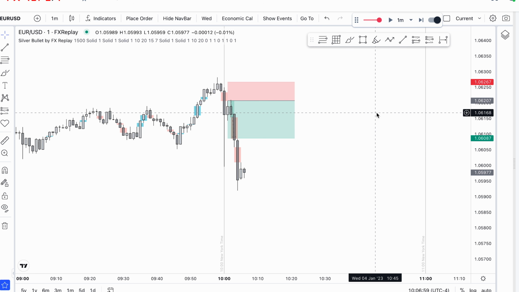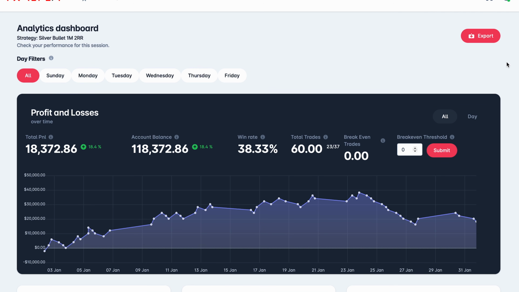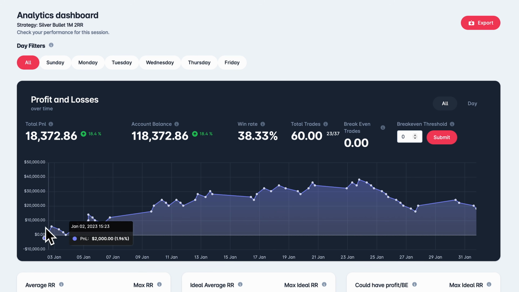I have backtested this even more. I have backtested the whole month of January that we started in right here. And let's go to the results. So these are the results of the silver bullet where we're entering on the 1 minute on the month of January in 2023. So as you can see, we started off quite strong. This is where we completed the challenge and we kept on going very, very strong.